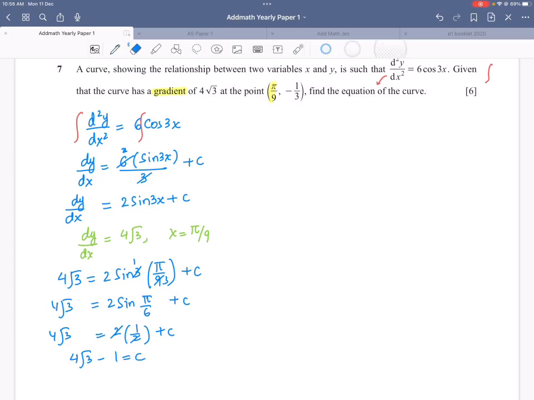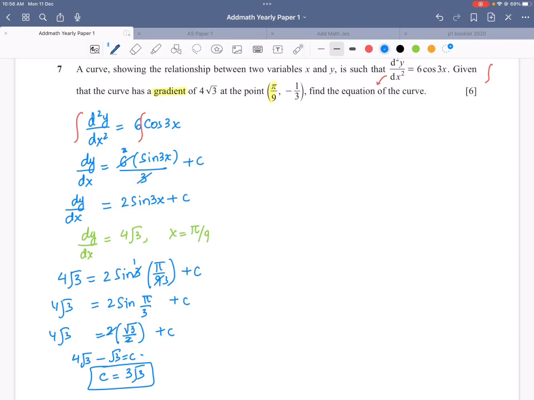A minute, I think I made some mistake. It's pi over 3. So sin pi over 3, let me just find out the value. That will be root 3 over 2. So sin pi over 3 will be under root 3 over 2. 2 and 2 cancel, and you will get 4 under root 3 minus under root 3 equals c. And c equals 3 under root 3.